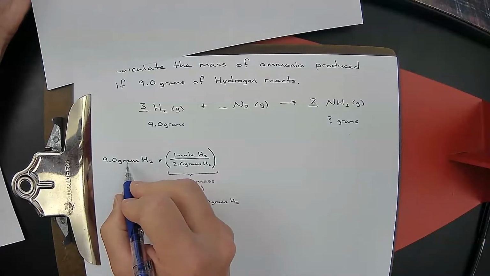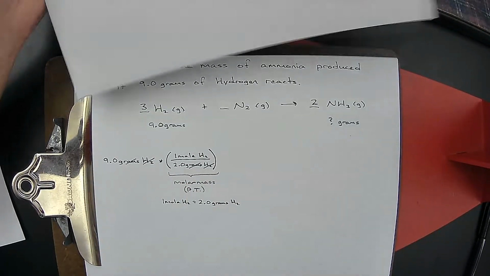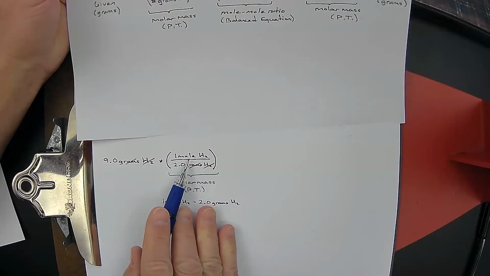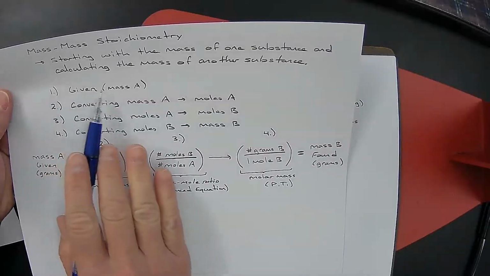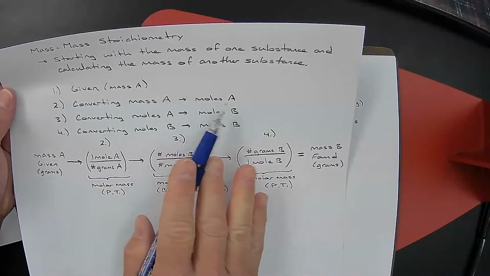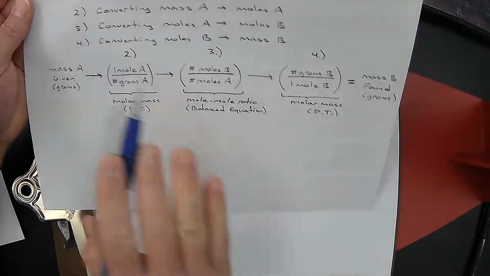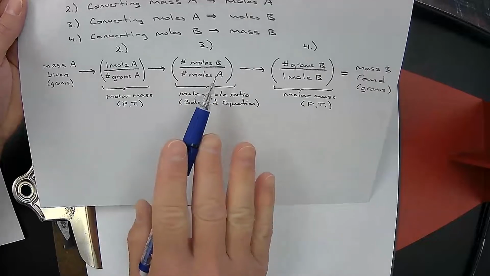Now we get the grams of H2 crossing out with grams of H2. And the only unit I have left is the moles of H2, which is the moles of A. So we wrote down what's given. We converted from the mass of A to the moles of A, and that's where I'm sitting right now. Step number 2. Now we move to step number 3.